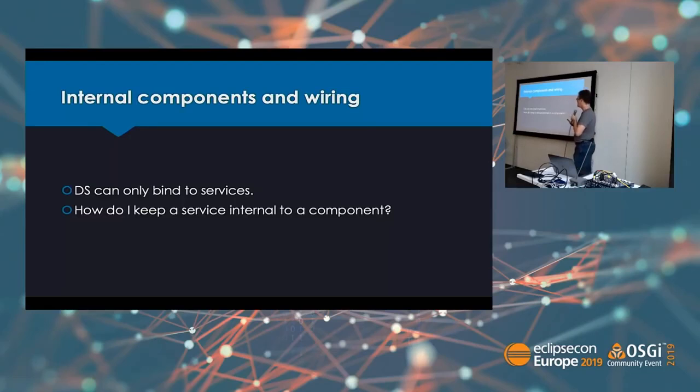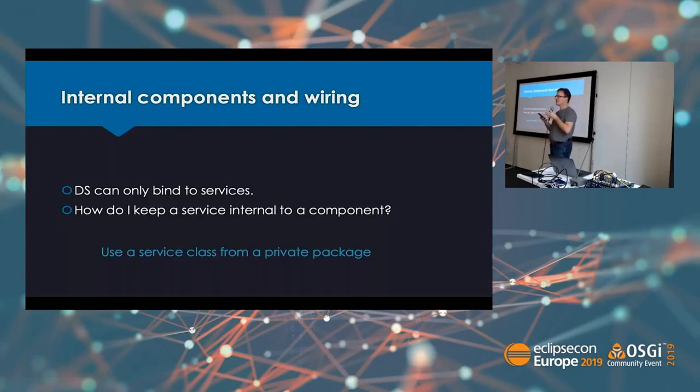Funnily, it's pretty simple. You just use the service class from a private package, either the class itself or an interface, depending on how loosely coupled you want to make it inside the bundle. But as it's a private package, no one else in the system will see this service, and it is in fact a private service for your bundle.